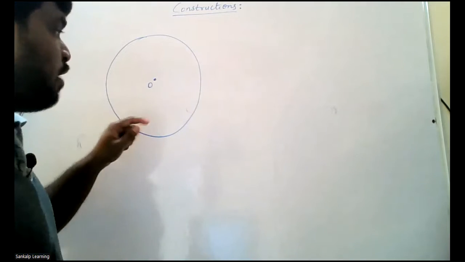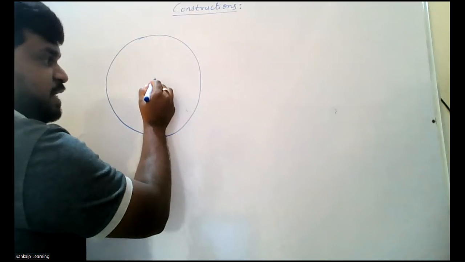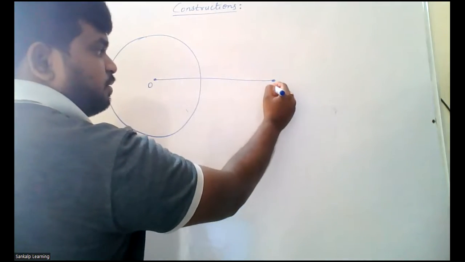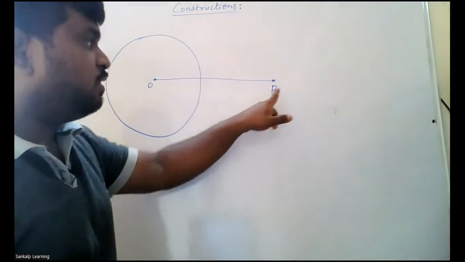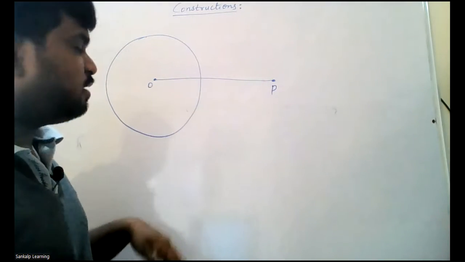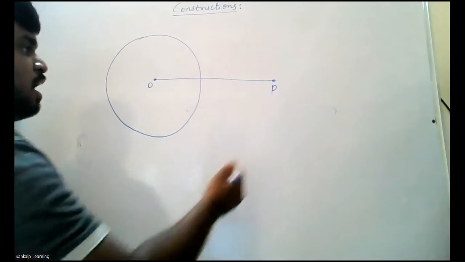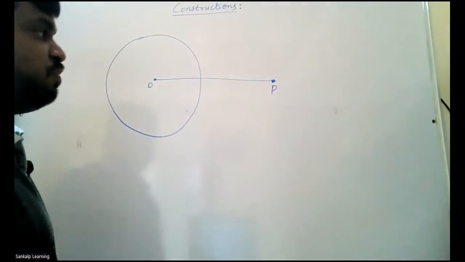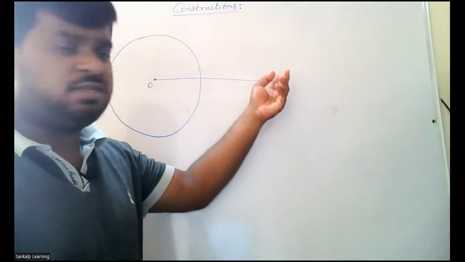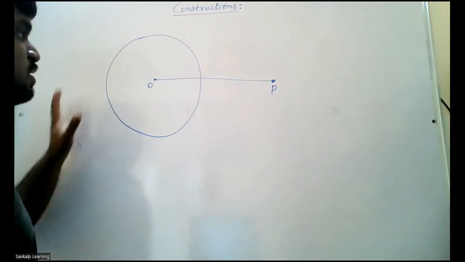The radius of the circle is 6 centimeter. From a point 10 centimeter away from the center, meaning from the center, draw a line of 10 centimeter. Point P is at 10 centimeter from the center. From the center, you draw a line segment of length 10 centimeter and take this point as P. Now from this point, we have to construct two tangents, since we can draw two tangents from an external point. So this is the given thing.